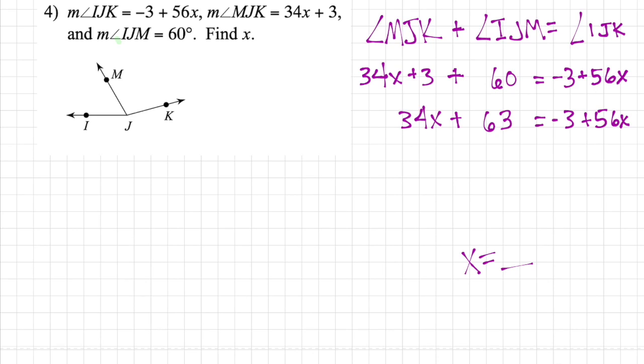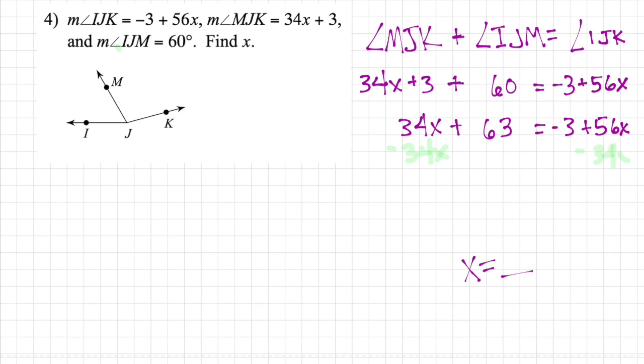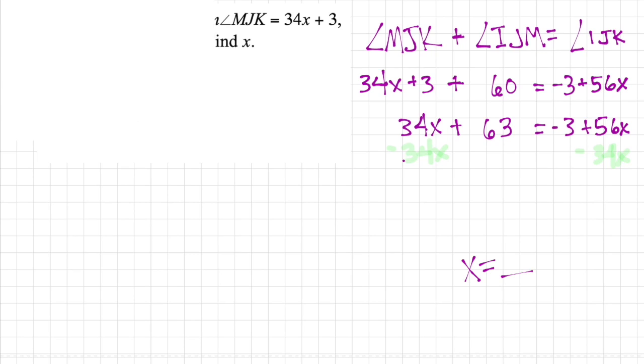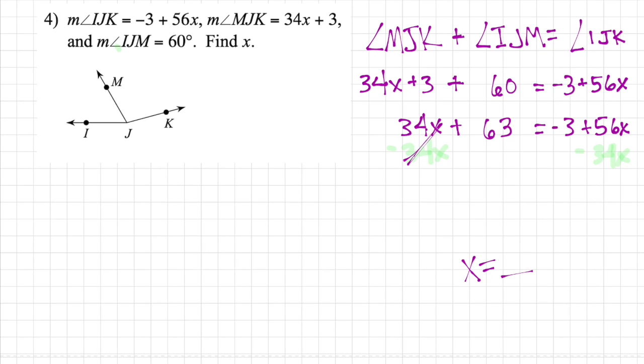So next, let's move the variables. So I'm going to subtract 34x on both sides. So 34 minus 34 cancels, leaves us with 63 equals negative 3 plus 56 minus 34, which is going to be 22x.